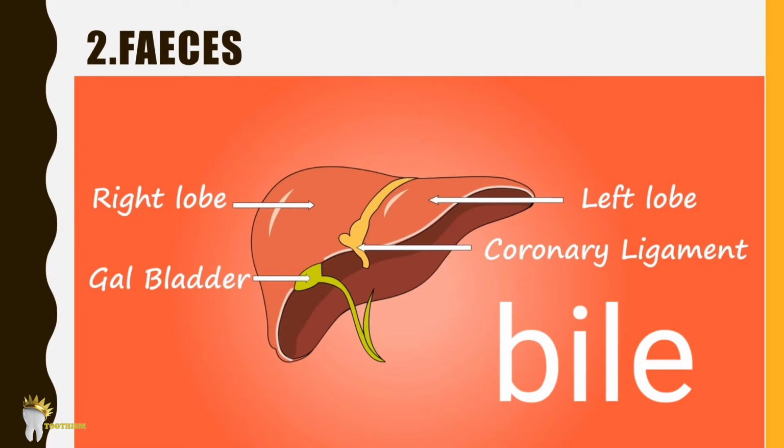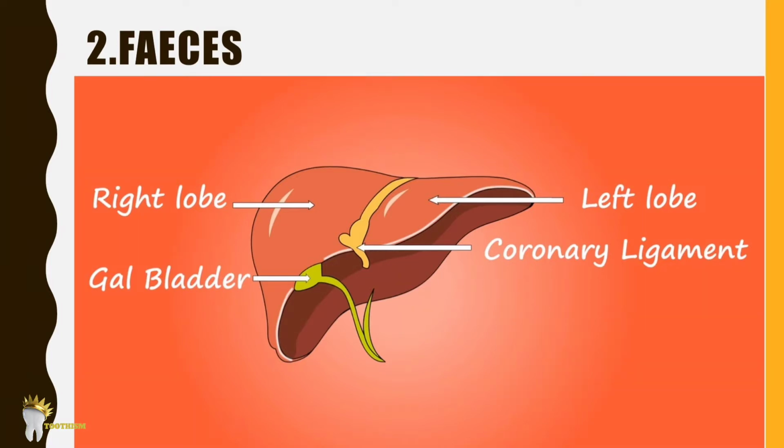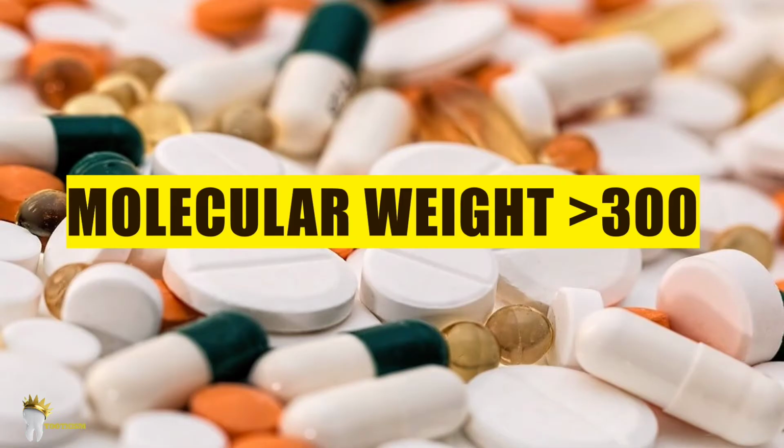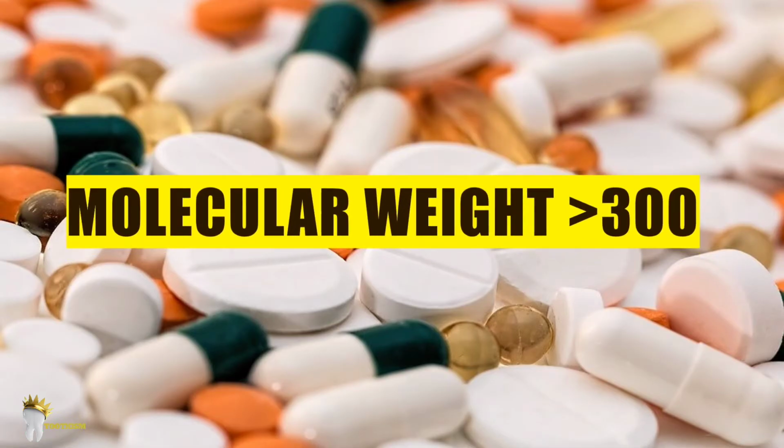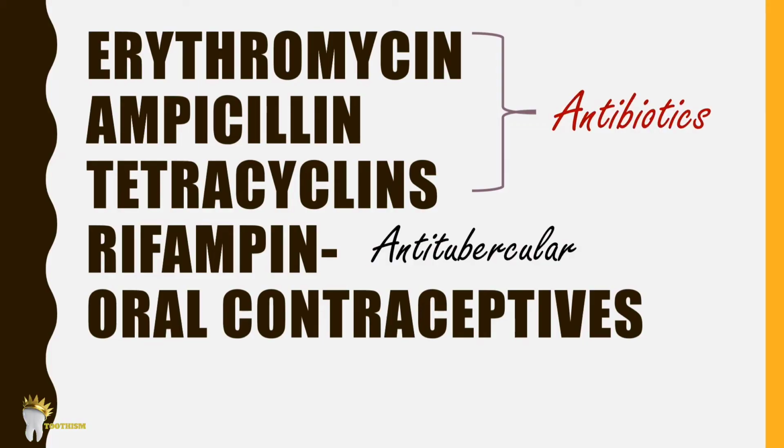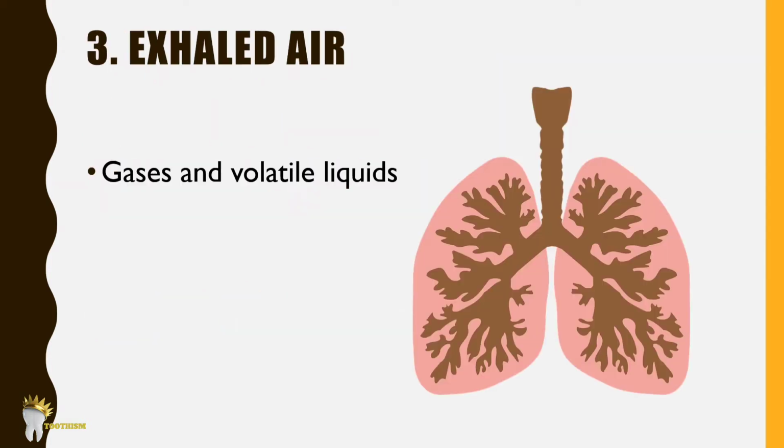Not all drugs are eliminated this way, only those whose molecules are relatively larger, with molecular weight more than 300. The examples of such drugs are erythromycin, ampicillin, tetracyclines, which are antibiotics, and then rifampin, which is an antitubercular drug, and oral contraceptives. Some drugs are excreted via exhaled air via our lungs.